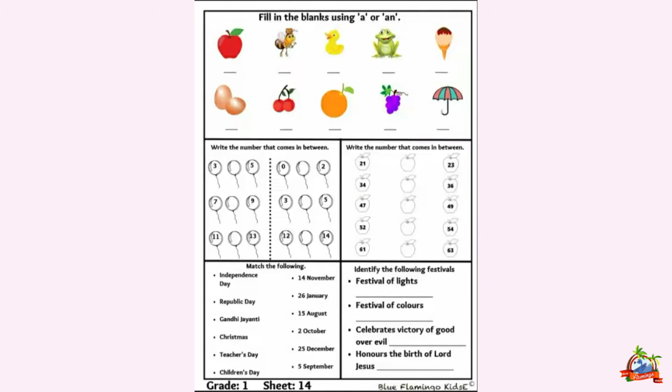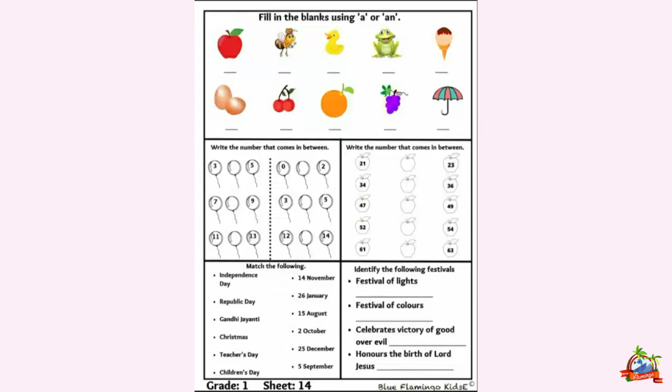22. 22 comes in between 21 and 23. Now what comes in between 34 and 36? Yes, 35. 35 comes in between 34 and 36. 34 और 36 के बीच में 35 आता है. 34, 35, 36. So this was about maths. Let's move to the EVS portion.